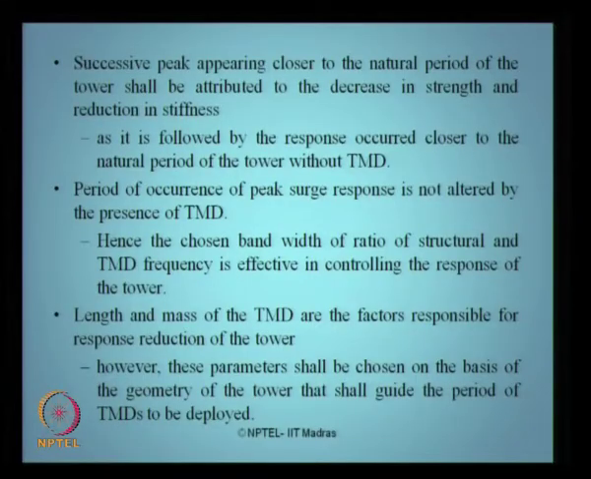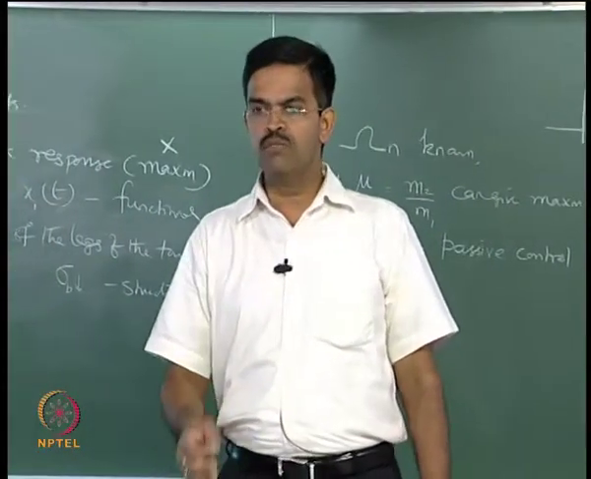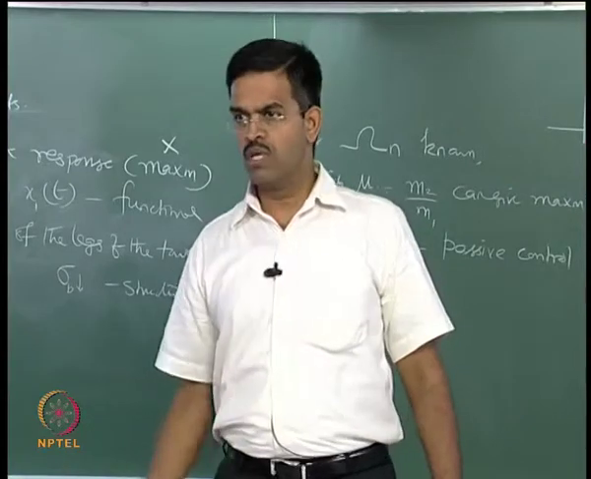So, the length and mass of TMD are the factors, as we saw in this case. Mass is in grams as far as the experiment is concerned, length is in centimeters. These are the two factors which have been tried iteratively to see which gives the maximum reduction possible. However, these parameters will be chosen on the basis of the geometry of the tower. So, how have we selected these 50, 100, 150 and 200 grams, or these mu ratios of 0.1 to 10%?